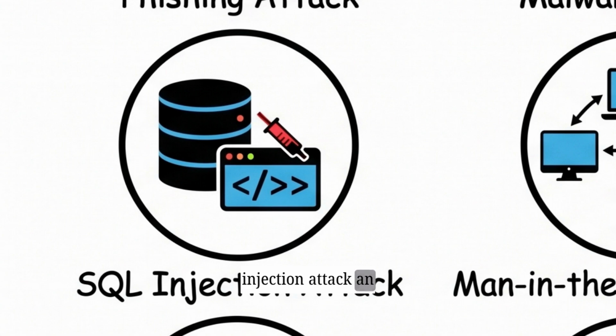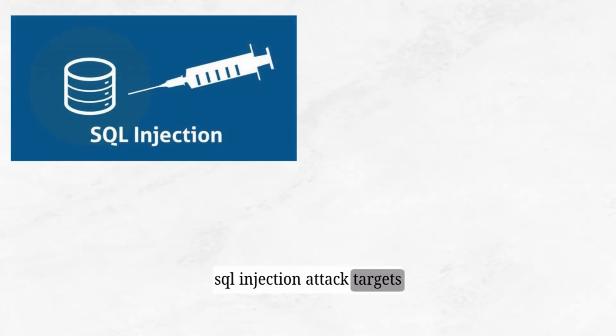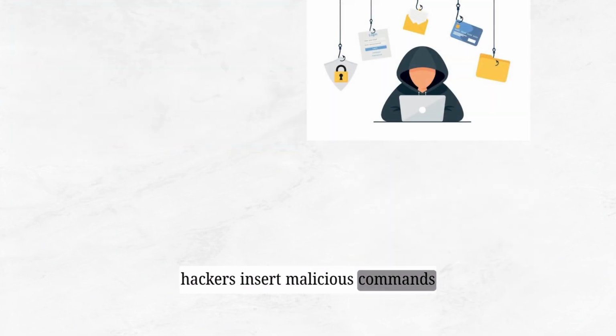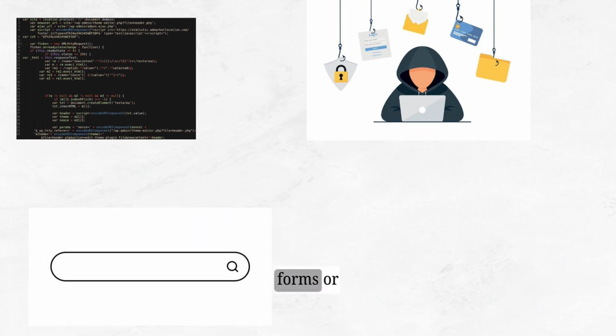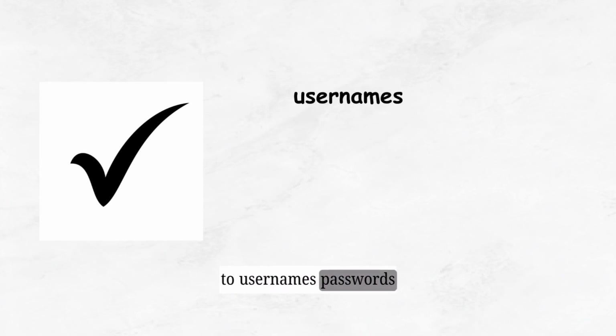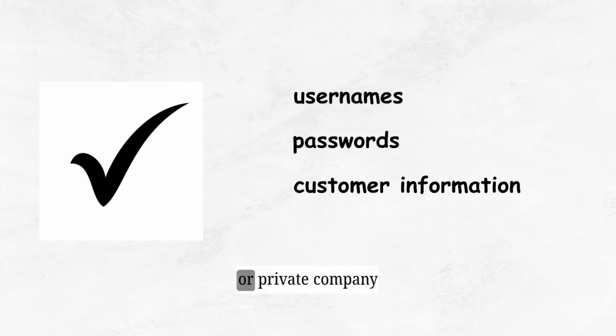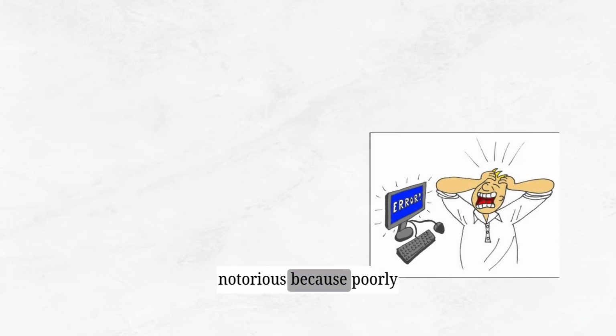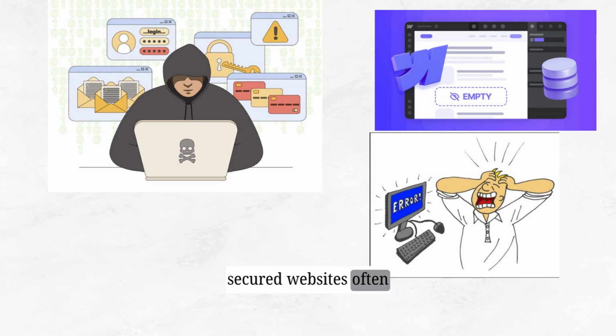SQL Injection Attack. An SQL injection attack targets websites that use databases. Hackers insert malicious commands into search bars, login forms, or other input fields to manipulate the database behind the site. If successful, they may gain access to usernames, passwords, customer information, or private company records. This type of attack became notorious because poorly secured websites often unknowingly left these vulnerabilities exposed.